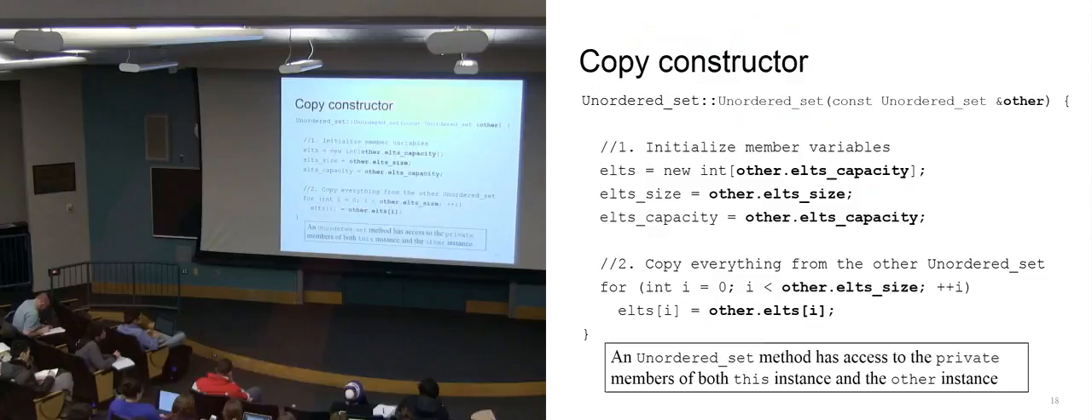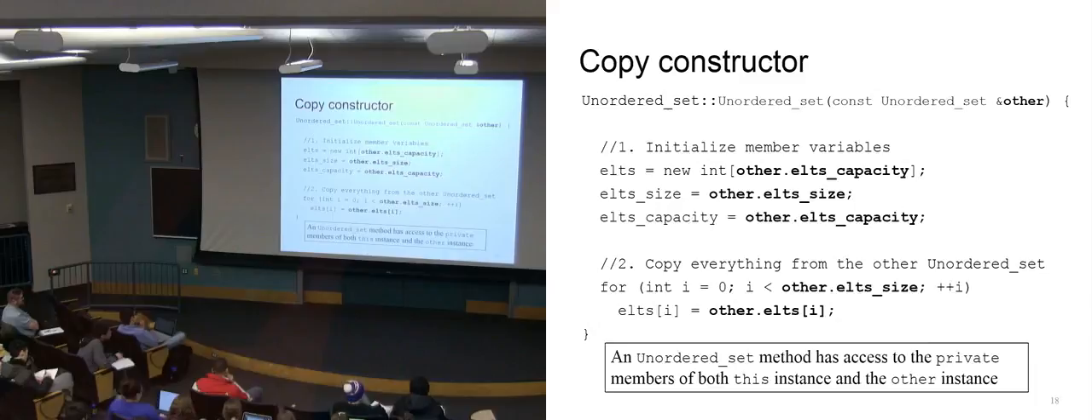Let me show you something kind of squishy and uncomfortable. Remember how we had really strict rules about private and what private prevents? Unordered set has access to the private member variables of another unordered set. This is how C++ works. So at first, you might say, but you're not allowed to do that. And then C++ says, oh, Bjarne told us that we could. Bjarne, the creator of C++.